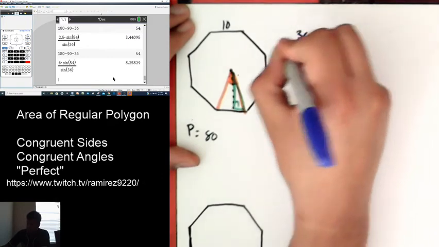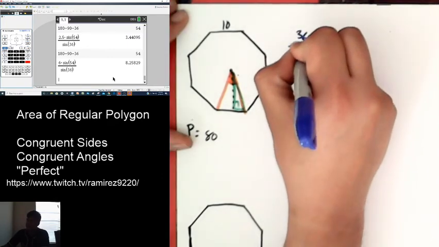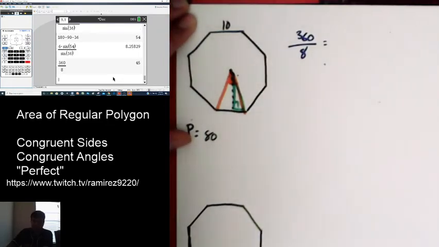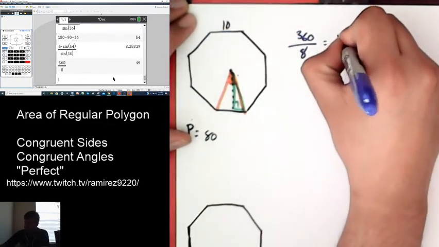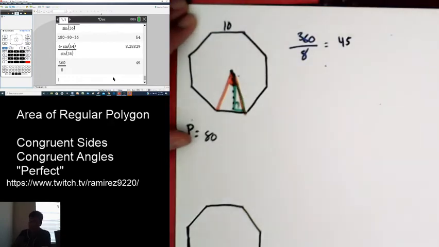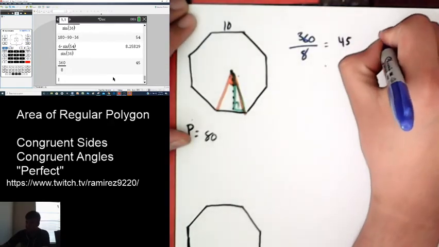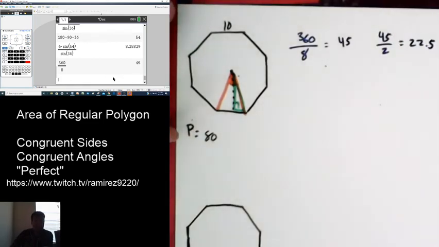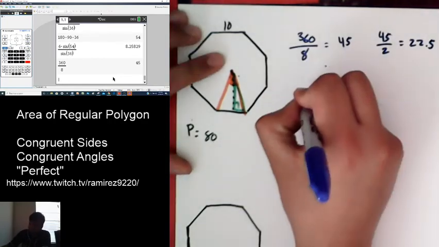360, how many sides are there? There's 8. So I divide by 8. 360 divided by 8, that's 45. 45 is the total angle there. But again, I must divide by 2. And I get 22.5. Yes, you're going to get decimals as angles at times, but it's not crazy, right? It's just a bigger number with a decimal in it.